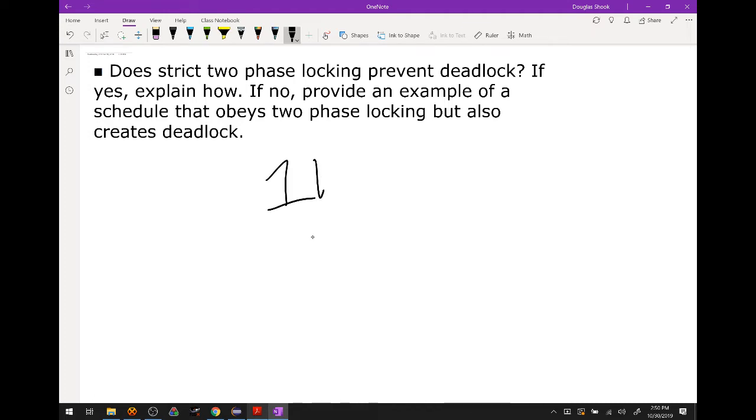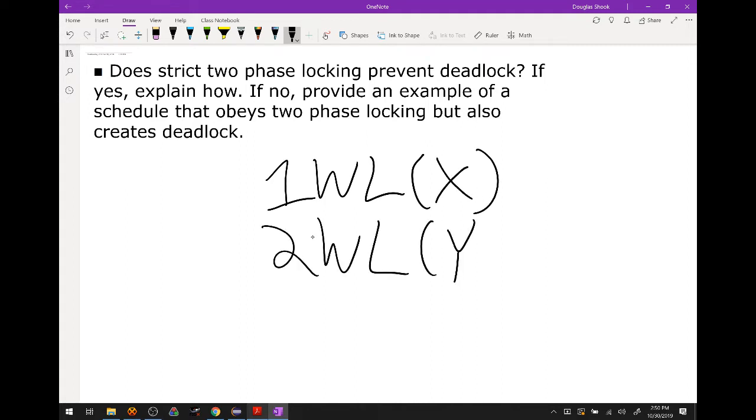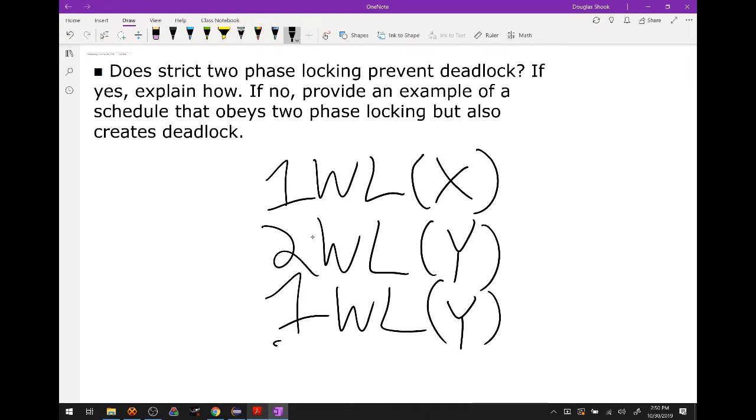Transaction 1 is going to write lock X. Transaction 2 is going to write lock Y. And then transaction 1 is going to try and write lock Y. And transaction 2 is going to try and write lock X. This is the shortest possible way I can think of to cause deadlock. Both of them are going to be waiting on the write locks that are held by the other transaction.